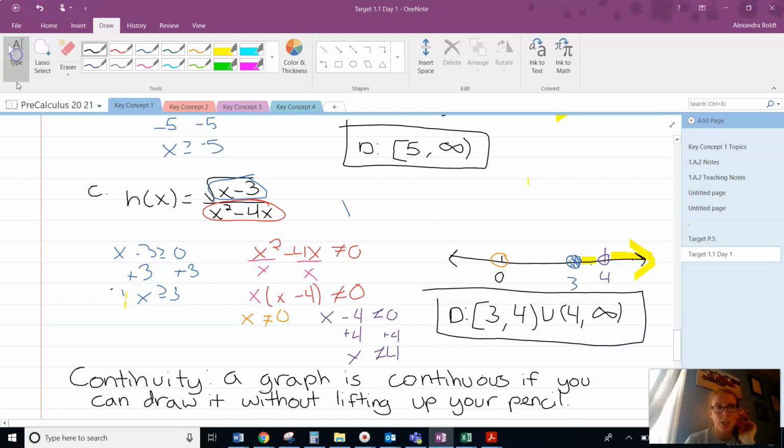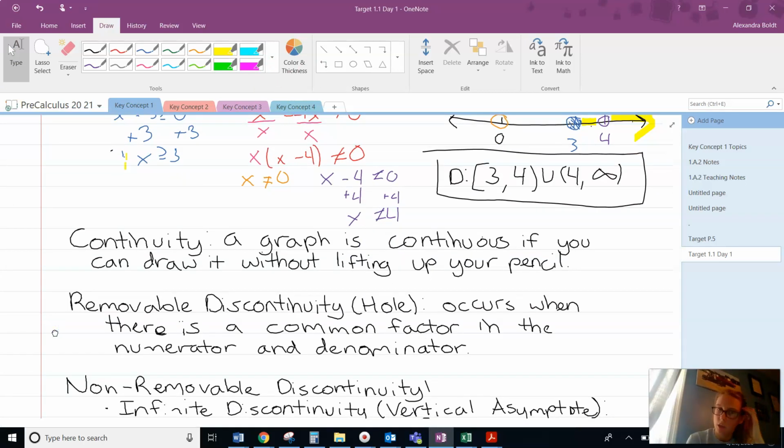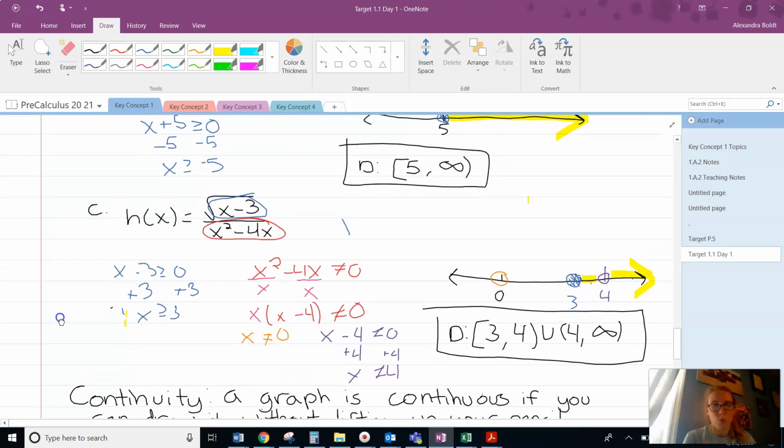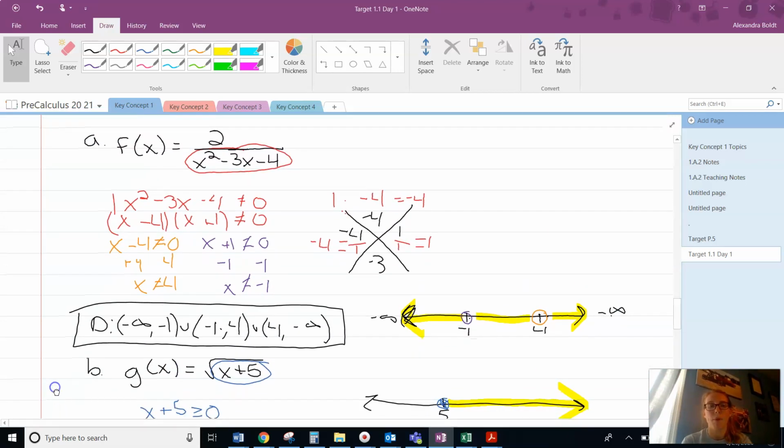Okay, the last thing we're going to look at is this idea of continuity. A graph is continuous, we call it continuous, if I could draw it without lifting up my pencil. It has a lot to do with domain. Let's look at the things we just looked at here, right? Look at example A. Do you see how we had like 3 different chunks? I couldn't have possibly drawn this without lifting up that highlighter, right? I had to lift it up at -1 and lift it up at 4.